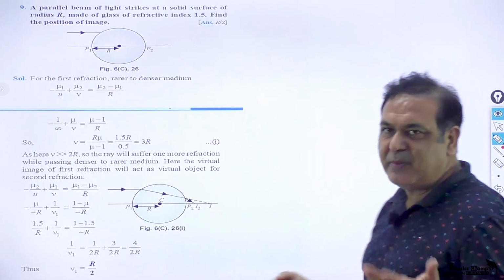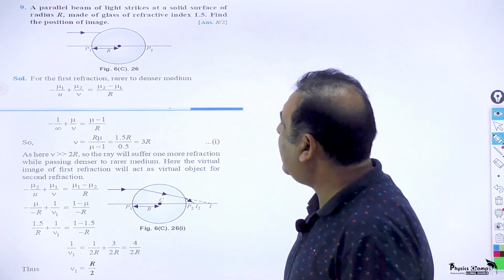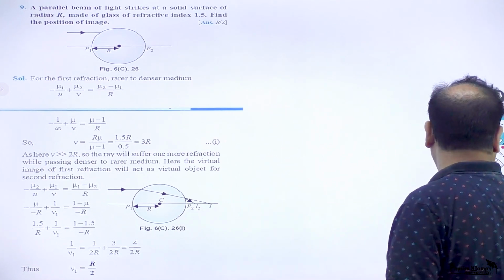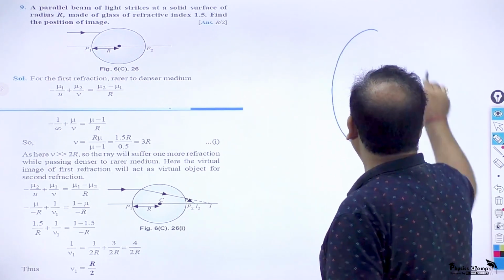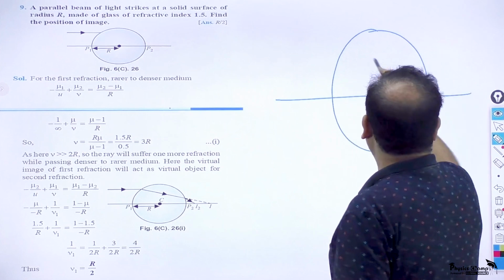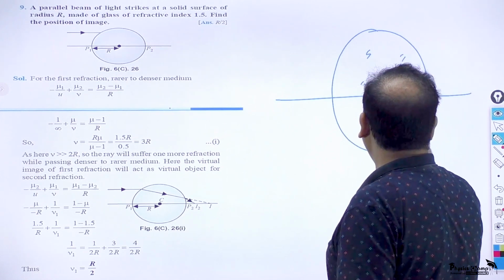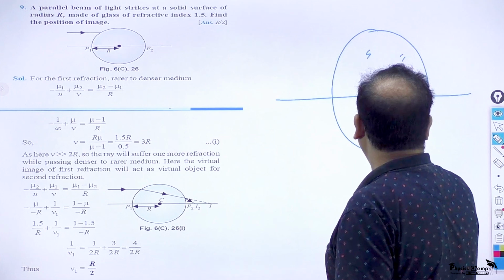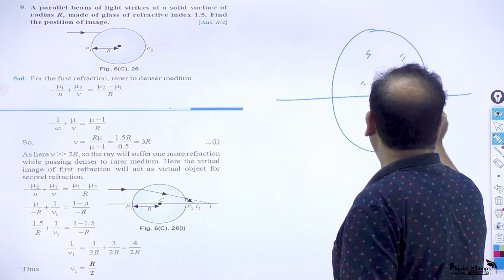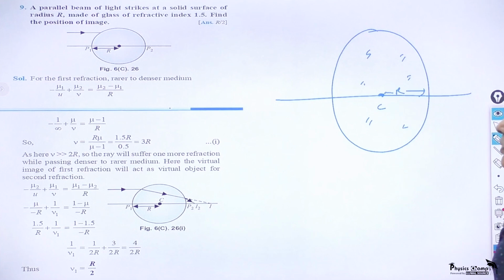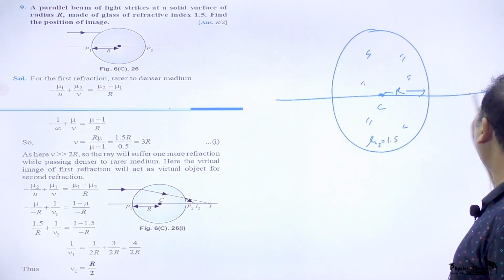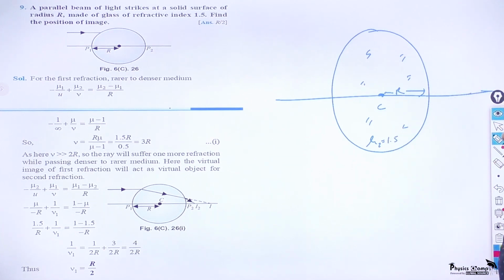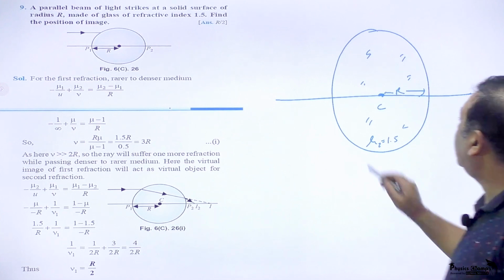Make the concept even more clear to you. A parallel beam of light strikes a solid surface of radius r. So you have again, this time, a globe of radius r. You can say a globe, you can say a glass sphere of radius r. It is made up of glass of refractive index 1.5, and a parallel beam is incident.